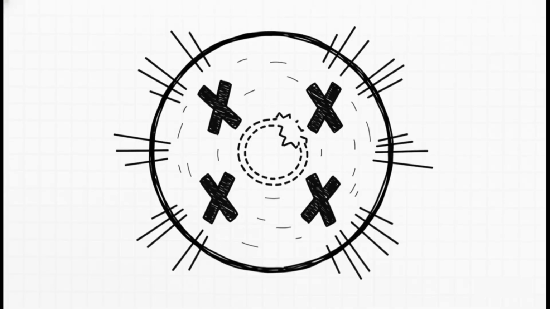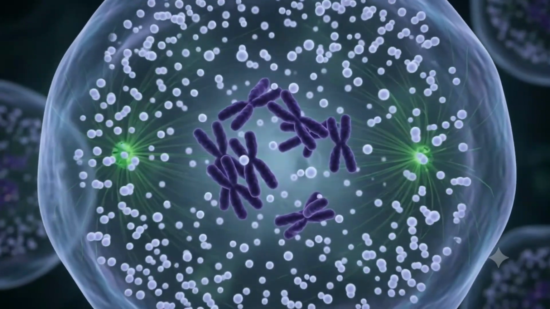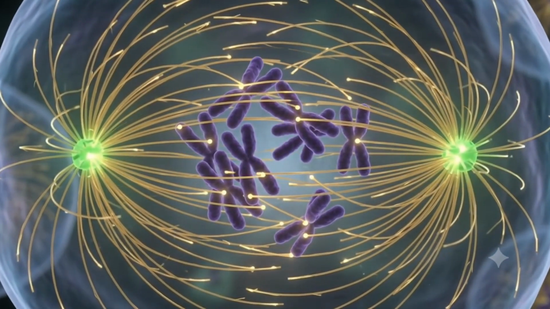Each X is pinched in the middle at a spot called the centromere. Then, blink and you'll miss it, prometaphase kicks in. The nuclear walls just dissolve, and the cell builds the spindle apparatus, which is basically a network of biological cables that will move the chromosomes around.